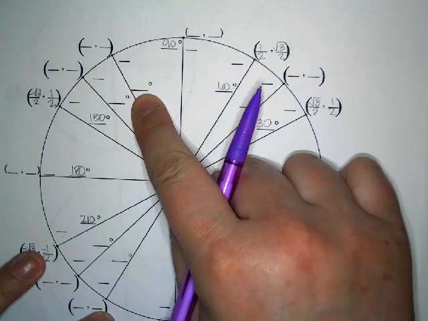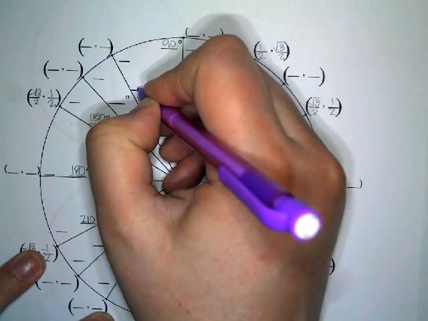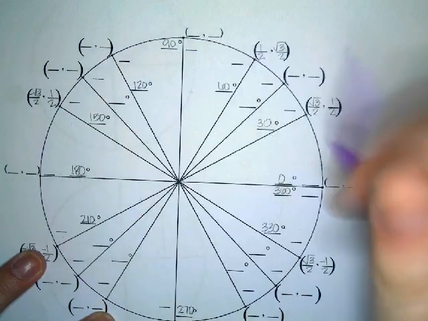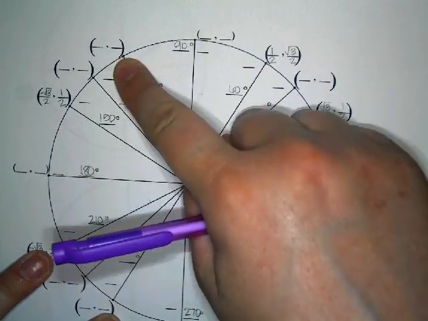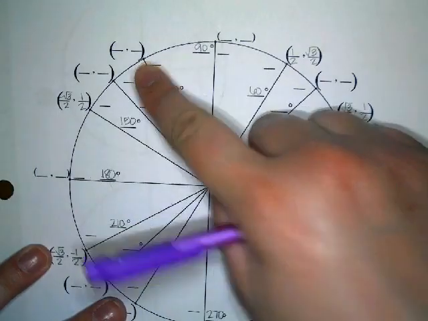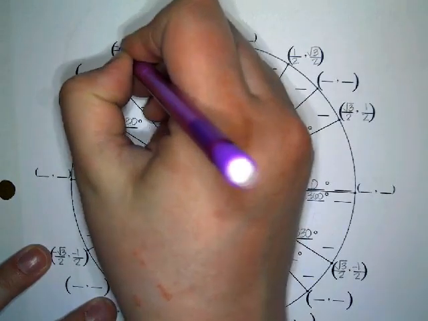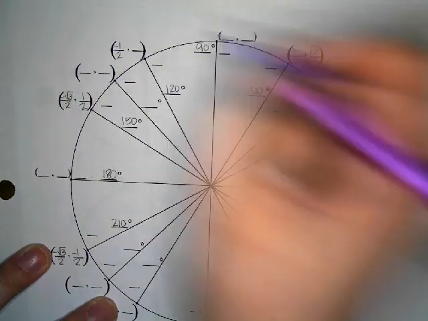You're close. Did you say 110? 120, sorry, I thought you said 110. Okay, so here we're gonna go left and up. So what would the coordinate be? -1/2 and √3/2, okay?